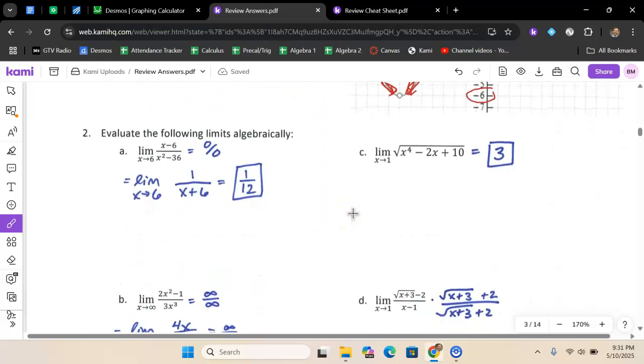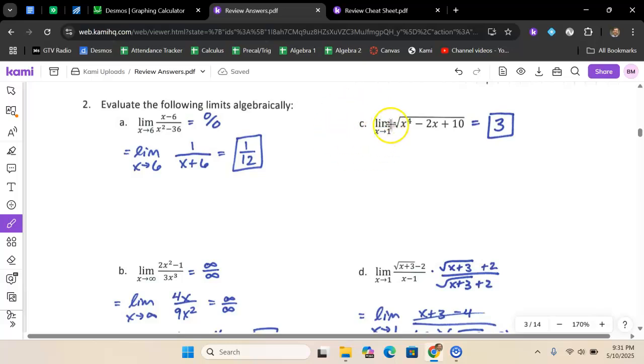Limits algebraically, you have some options. The first thing you should always try to do is plug in the number. So on like C, I just plug in 1. If you plug in 1, you get the square root of 9, which is 3. As long as you get a determinate form, which is not 0 over 0 or infinity over infinity, direct substitution works. Okay, so if you can plug in 1 and you get a value for that, that's what you do.